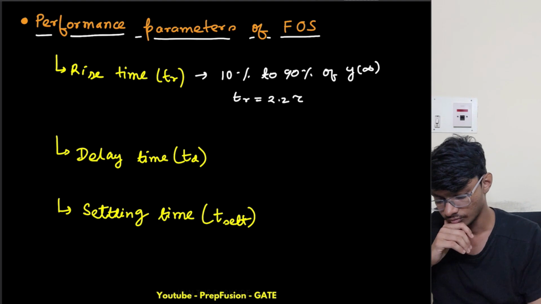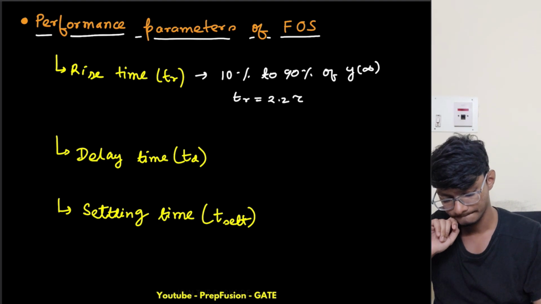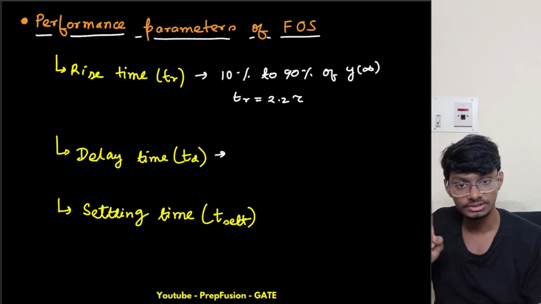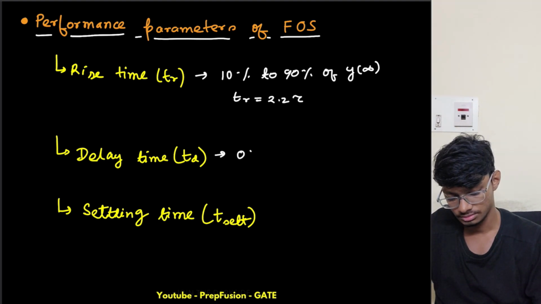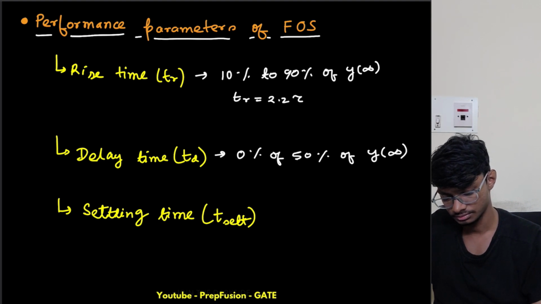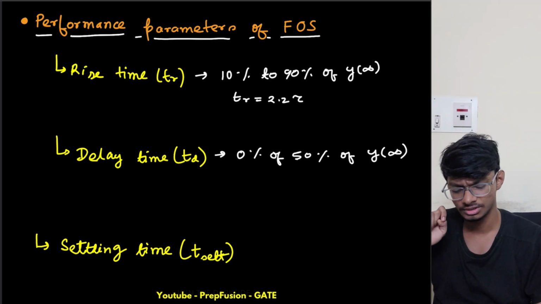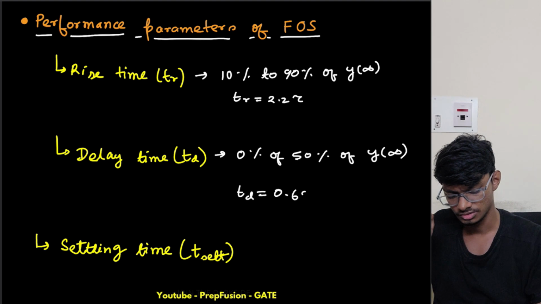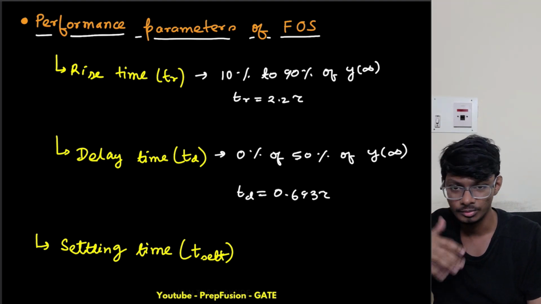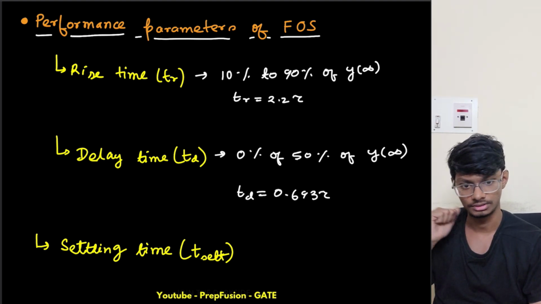Okay, now what about my delay time? What was the delay time? Delay time was from 0% to 50% of y of infinity. What was the value for this one? This is also something like 0.693 tau. Okay, so if you don't remember, just derive, just write the exponential equation as I derived during the derivation, right. And what was the settling time?